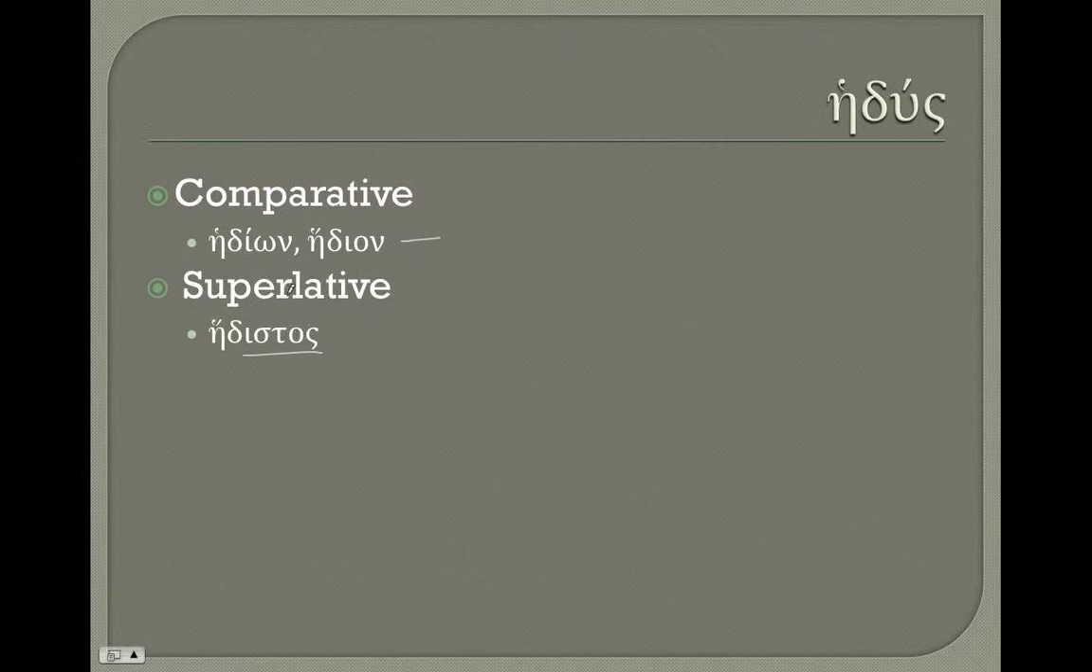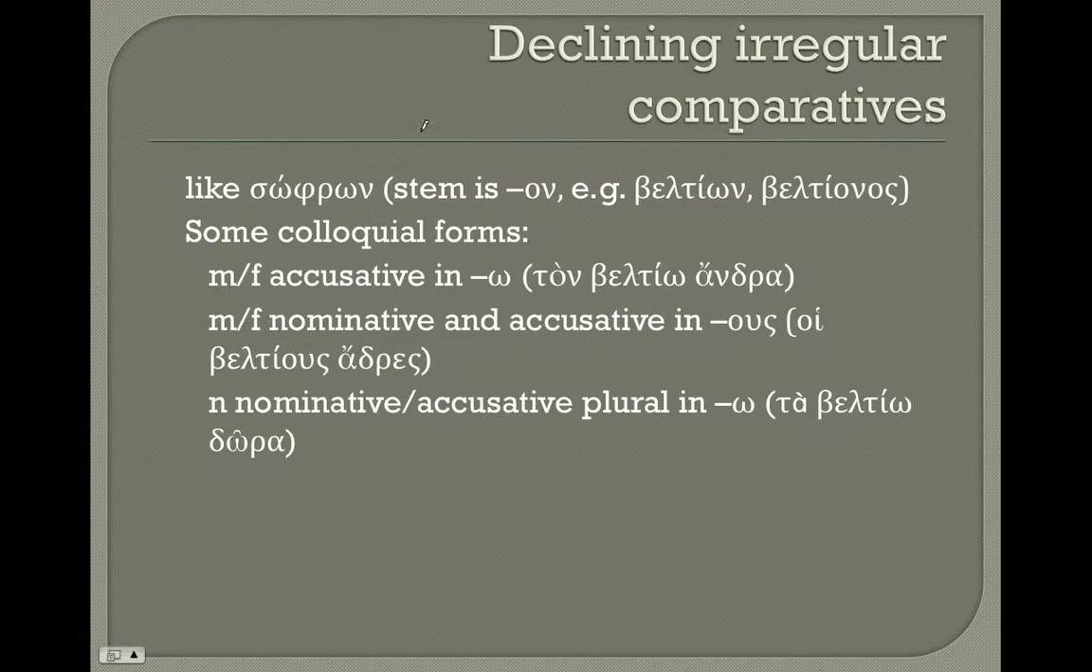And the thing to keep in mind with these comparatives, since the superlatives are easy enough to decline, is that irregular comparatives are going to decline like sophron. Remember sophron, with on as the stem, so better, beltion, beltionos, beltioni, and so on.